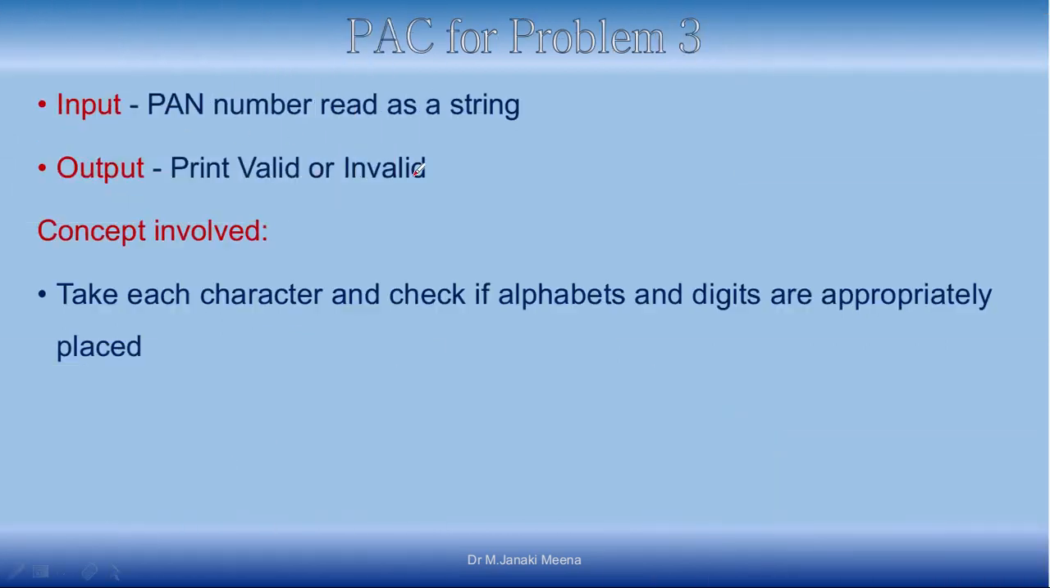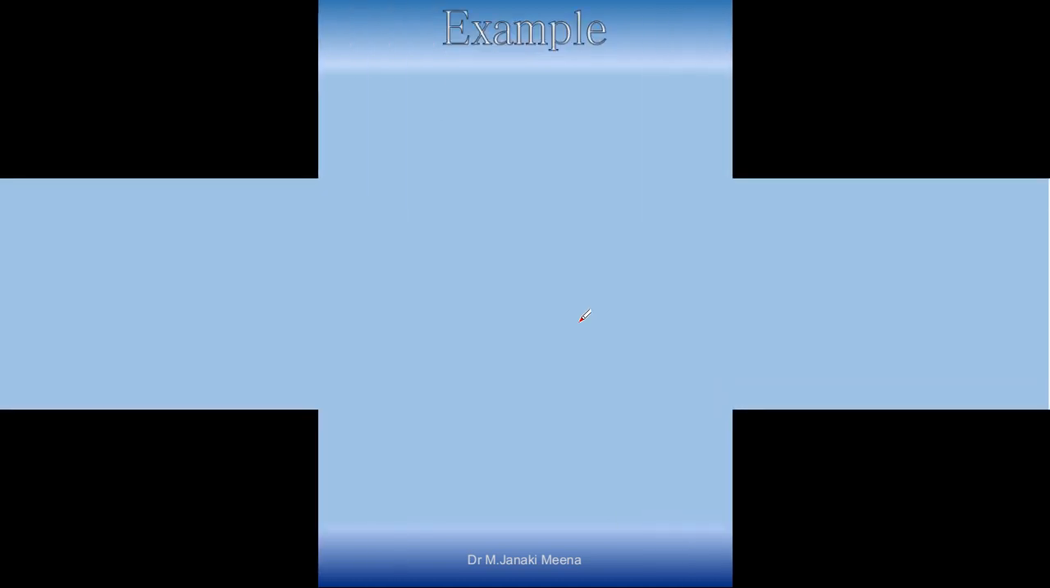So the problem statement is: you have to read a PAN number as a string and print whether it is valid or invalid. Totally there will be only 10 characters. Understand that the first 5 will be alphabets in capital letters, the next 4 should be digits, and the last one will once again be an alphabet. So the concept involved is to take each character and check if alphabets and digits are appropriately placed.